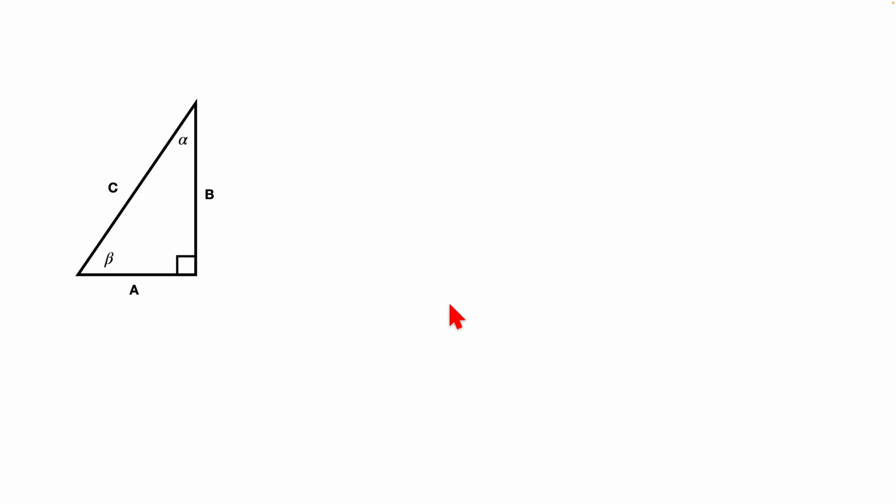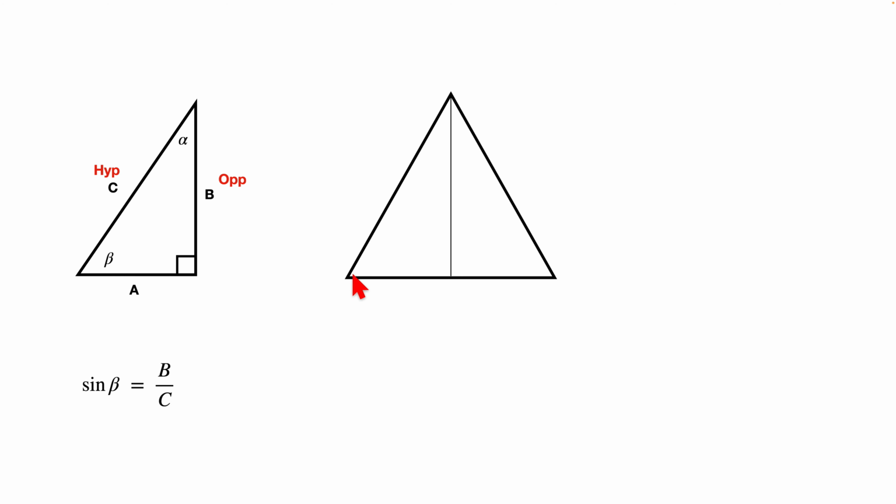Here is the triangle that we're going to use. And the first thing we can say is if we're looking at the angle beta, this is the opposite. This is the hypotenuse. And therefore, sine beta, the opposite over the hypotenuse, is b over c. We'll use that later.